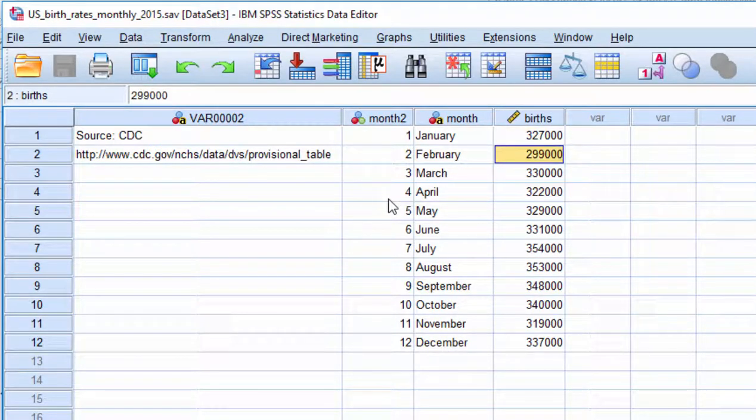327,000, 299,000, 330. And what we need to do is we need to transform these data into percentages to get one step closer to getting a sense of, well, what month has the largest percentage of babies born in it. And what we need to do first is we need to calculate a sum for all births, because I then want to divide a particular birth by that sum to get a percentage of births for that year.